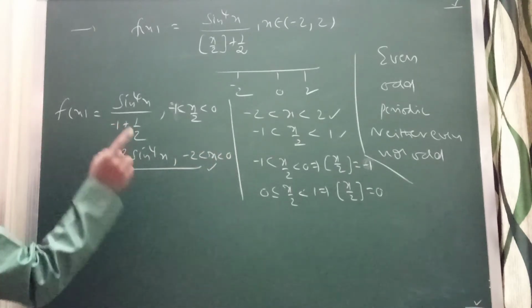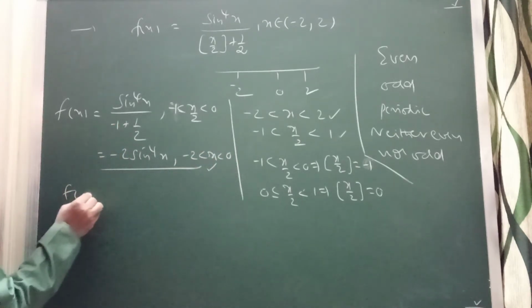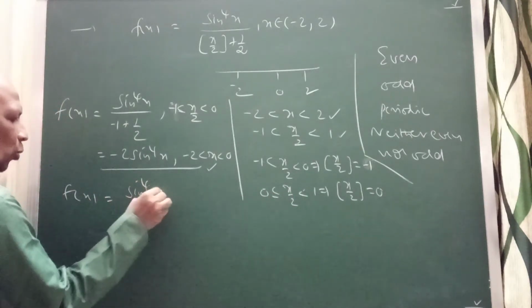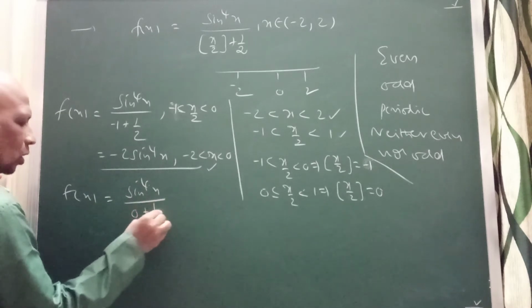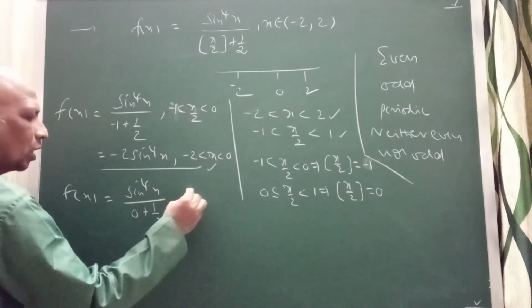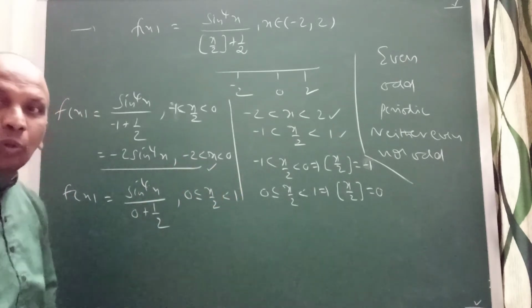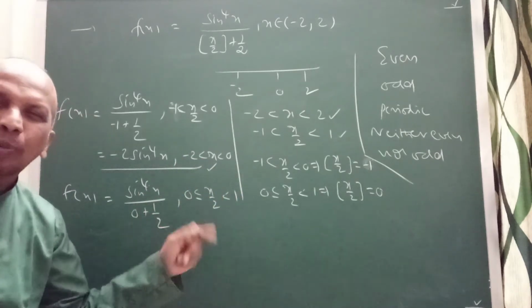Same thing, you can also write the function f of x. In this case, it will be sin power 4x by, you will get 0 plus 1 by 2. Here you are considering 0 less than or equal to x by 2 less than 1, right? You are considering this one: 0 less than or equal to x by 2 less than 1.